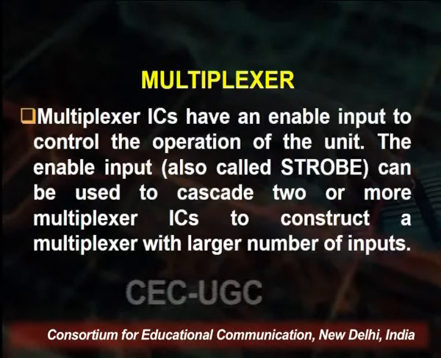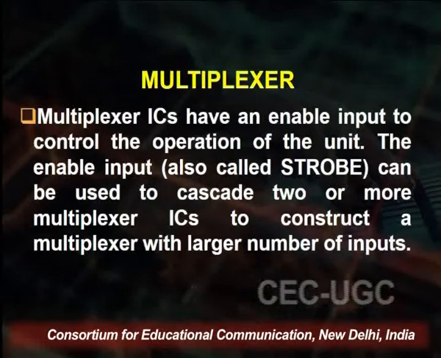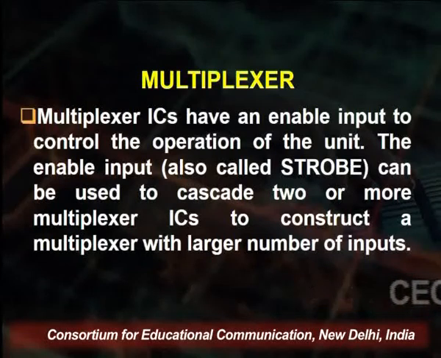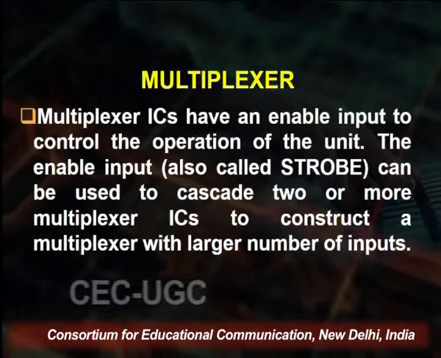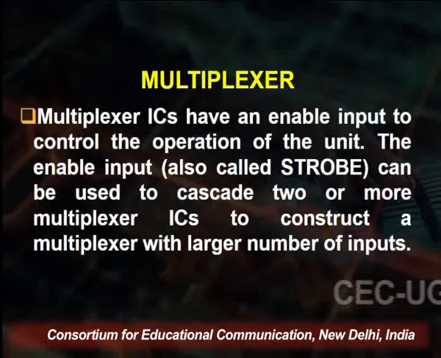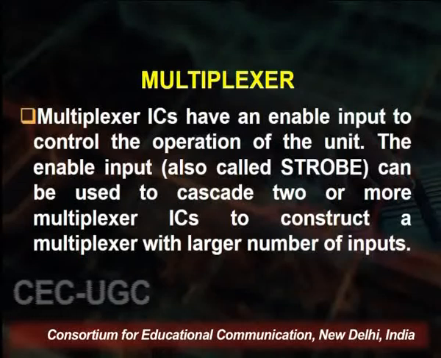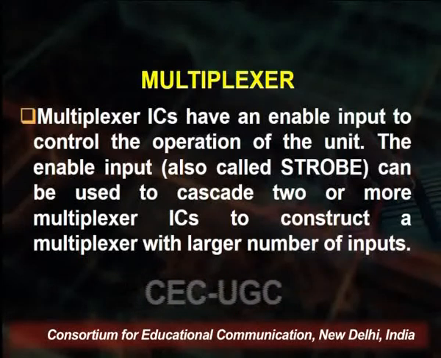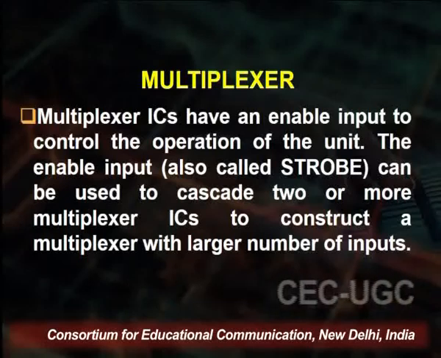So multiplexer ICs also have an enable input to control the operation of the unit. That is, when it will process the data and when it will not be processing the data, that is, it will be in an inhibit condition. In this case, that particular control input is known as the strobe.